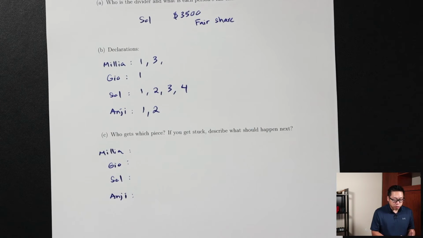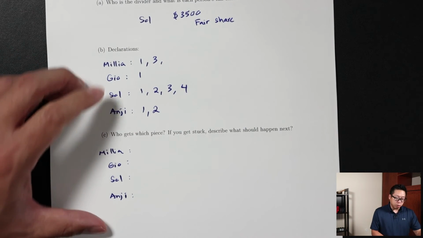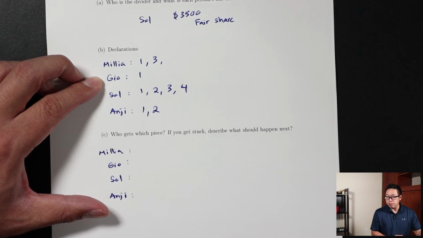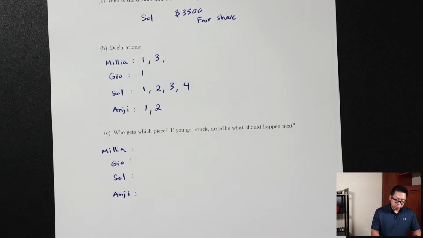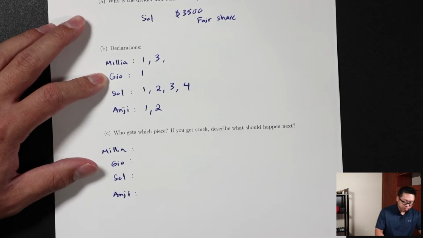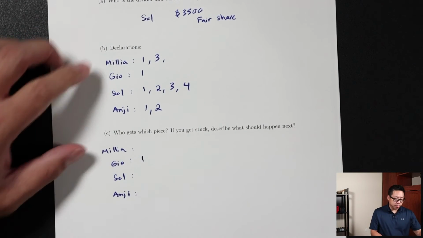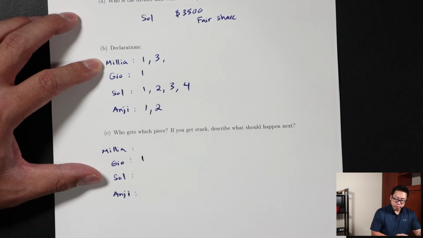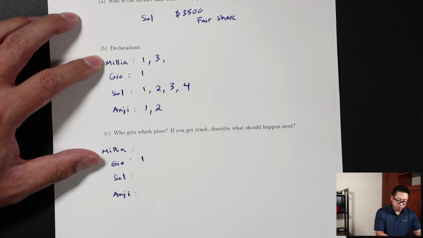And start with the person that is most picky, in other words, the person that has the shortest list. Notice that Gio only has one thing on her list. So let's deal with Gio first. Gio would only accept 1, so we have to give her 1. And now let's go back to Milia. Milia would accept 1 or 3. We already gave 1 to Gio, so the only thing left to give Milia is 3.